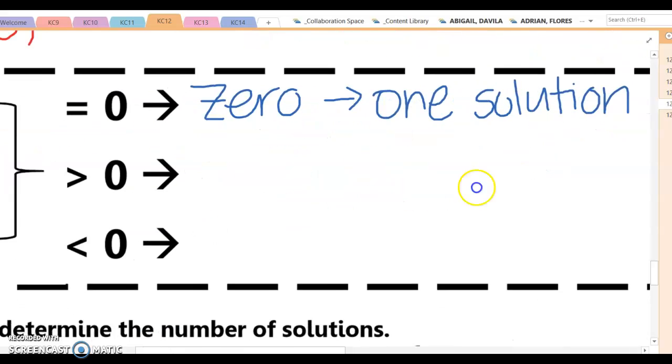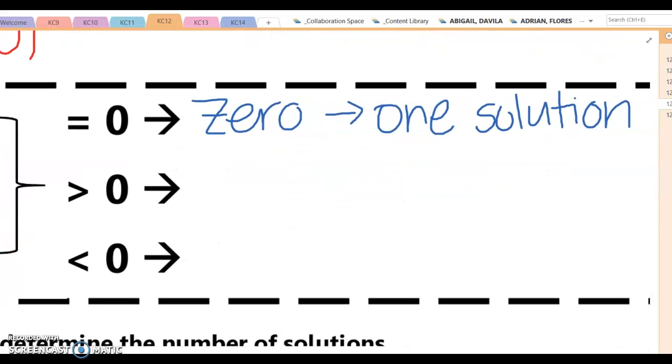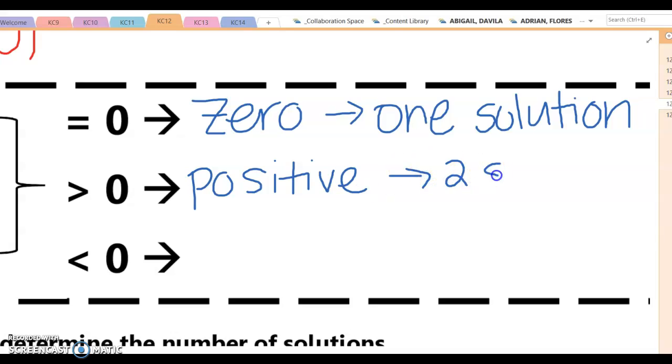Everything's just 0. If it's greater than 0, right, that's positive. Okay, so that tells you you're going to have two solutions.